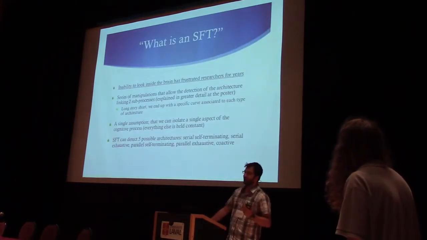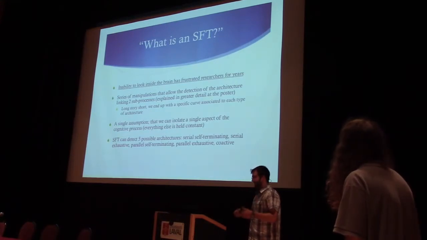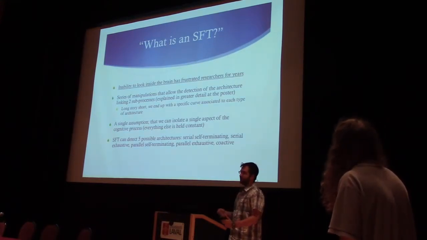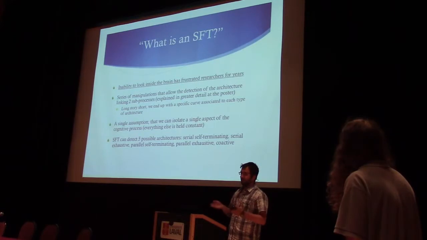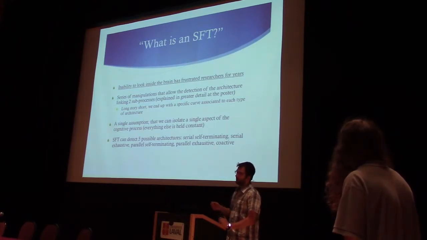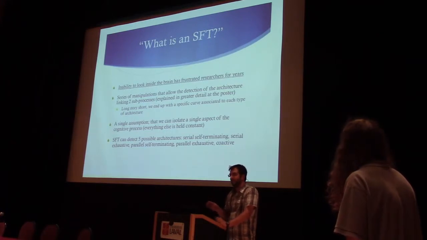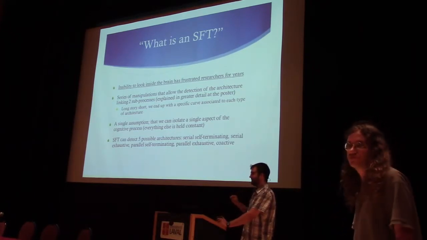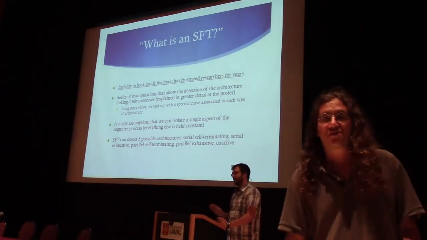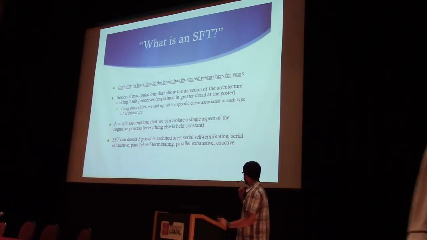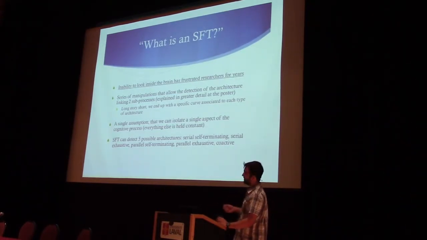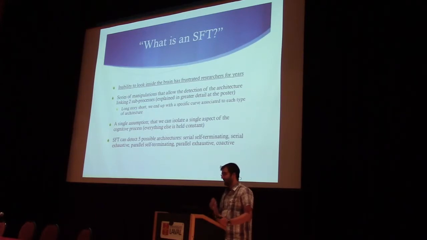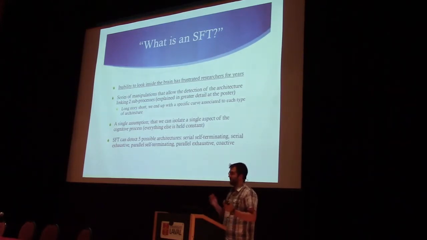So, what's an SFT? The inability to look inside the brain has really frustrated researchers, which is why it came about. It's a series of manipulations of the data and of the stimuli that allows for a 2x2 factorial design, which creates a specific curve for each type of architecture. The 5 types of architecture that it can detect are serial self-terminating, serial exhaustive, parallel self-terminating, parallel exhaustive, and coactive. And it's almost magic the way it works.